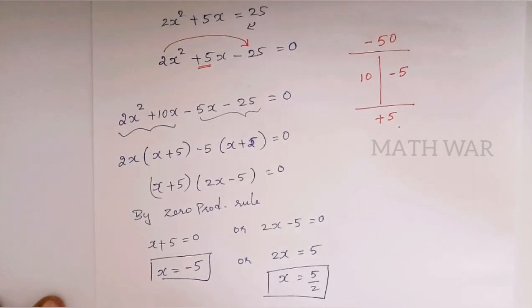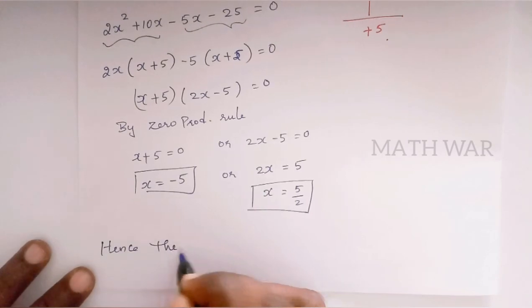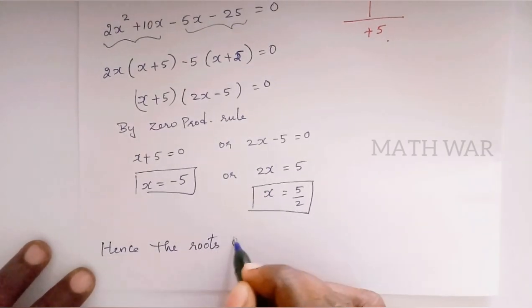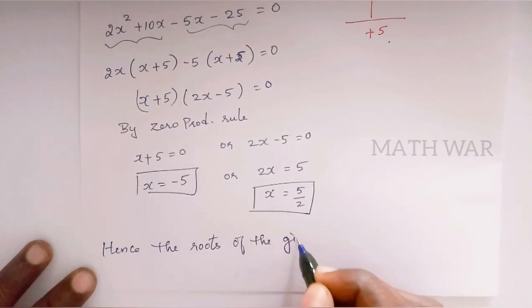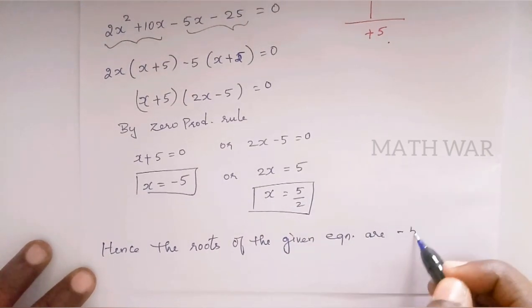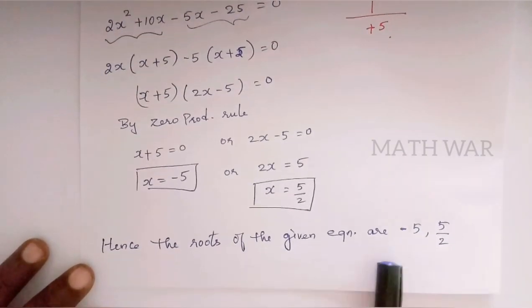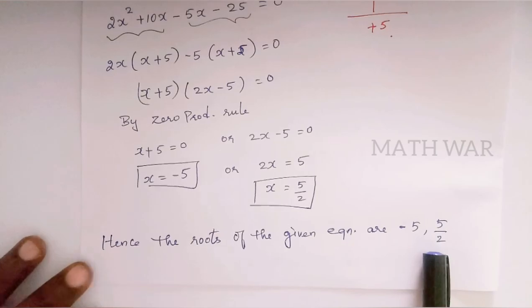Hence the roots of the given equation are minus 5 comma 5 by 2.